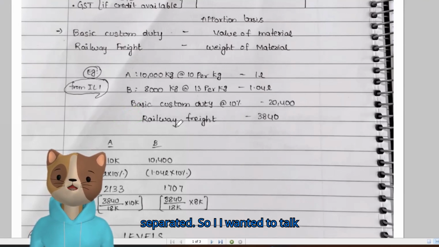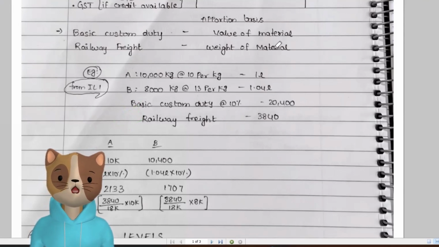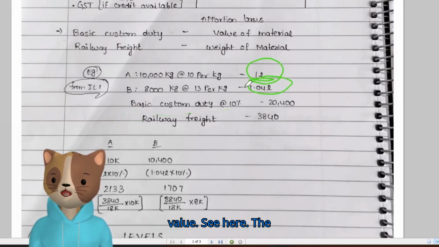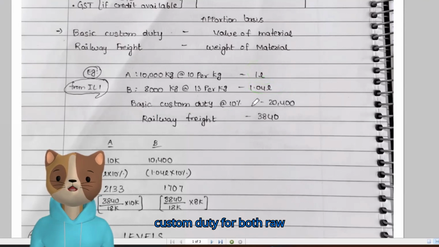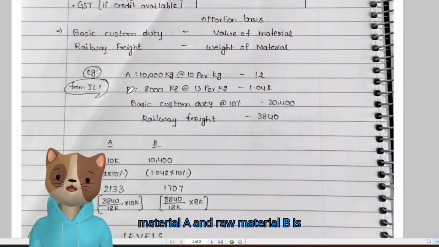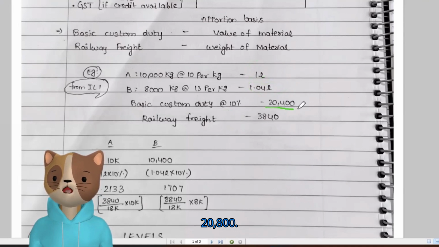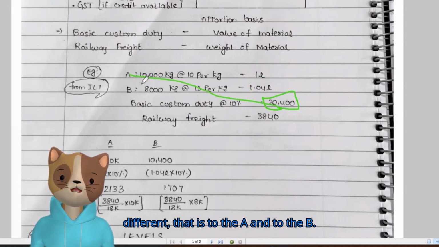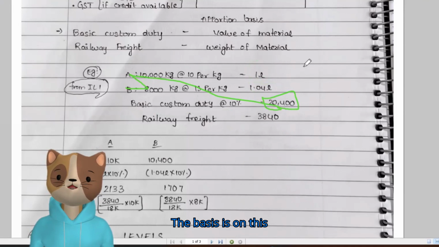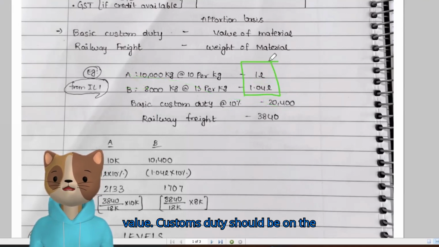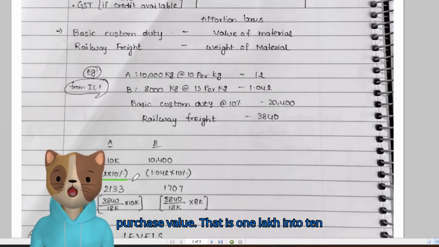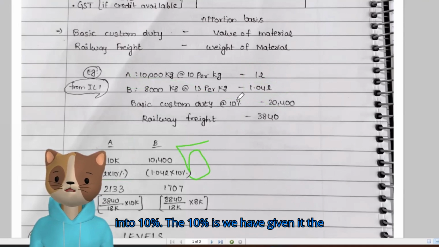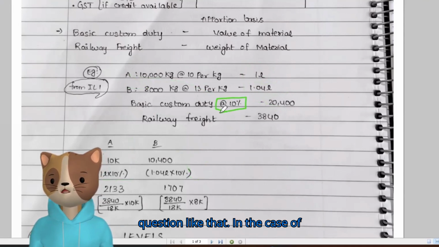So I really wanted to talk about that apportionment basis. For custom duties, we need to apportion it on their purchase value. See here, the custom duty for both raw material A and raw material B is 20,800. I need to apportion this to two different, that is to A and to B. The basis is on this value. Customs duty should be on the purchase value, that is 1 lakh into 10% here. It is 1 lakh 4,000 into 10%. See, the 10% they have given in the question like that.